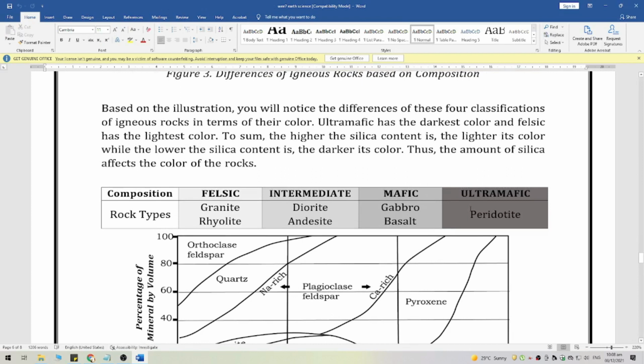So based on the illustration a while ago, you will notice the difference of these four classifications of igneous rocks in terms of their color. Ultramafic has the darkest color and the felsic has the lightest color. The higher the silica content is, the lighter its color, while the lower the silica content is, the darker its color. Thus, the amount of silica affects the color itself and the physical appearance overall of rocks.